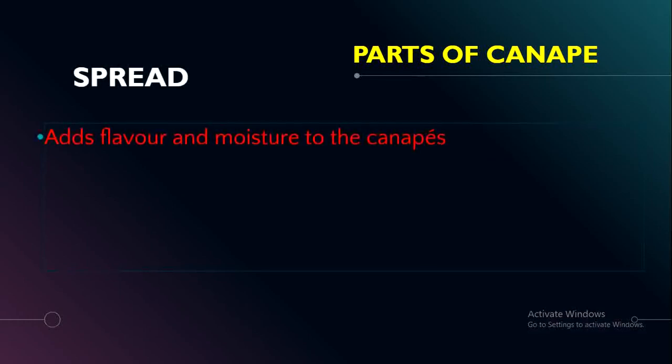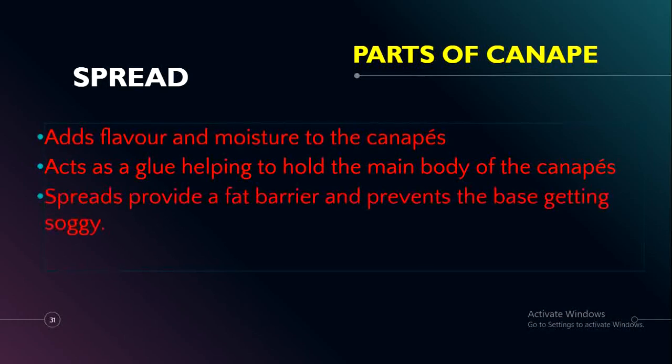Second one is the spread. The main property of the spread is that it adds flavor and moisture to the canapé, and it acts as a glue that holds the main body to the canapé. The third property is that spreads provide a fat barrier and prevent the base from getting soggy. There may be water in the main body, which may ooze out and go to the base, so the spread acts as a coating for the base to avoid the bread getting soggy. So these are the three main properties of spread. Spread is something like a paste with a spreadable texture, for example mayonnaise or tomato ketchup.